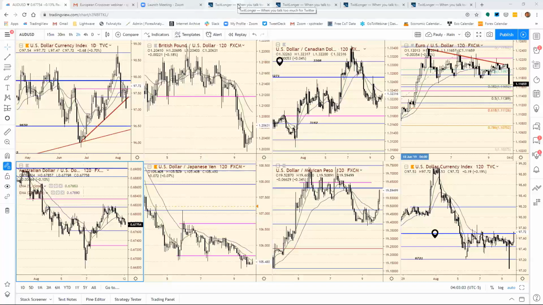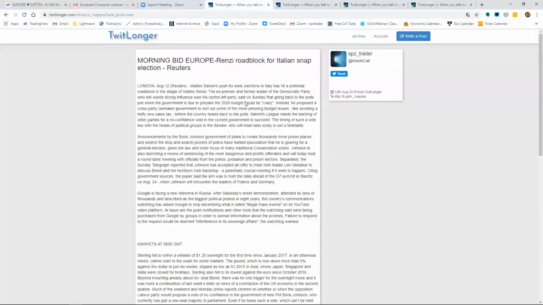So let's just go over the news rather quickly, I should say. On the morning bid, Renzi roadblocked Italian snap. Matteo Salvini's push for early elections in Italy has hit a potential roadblock in the shape of Matteo Renzi, the ex-premier and former leader of the Democratic Party, who still wields strong influence over his center-left party, said on Sunday that going back to the polls just when the government is due to prepare the 2020 budget would be crazy.